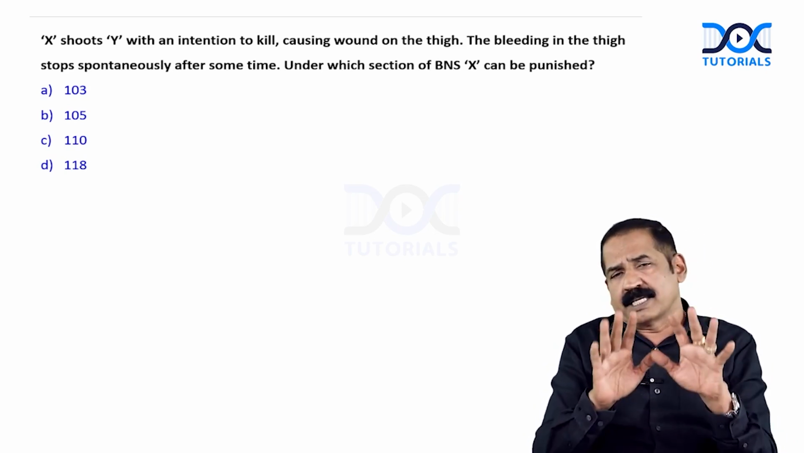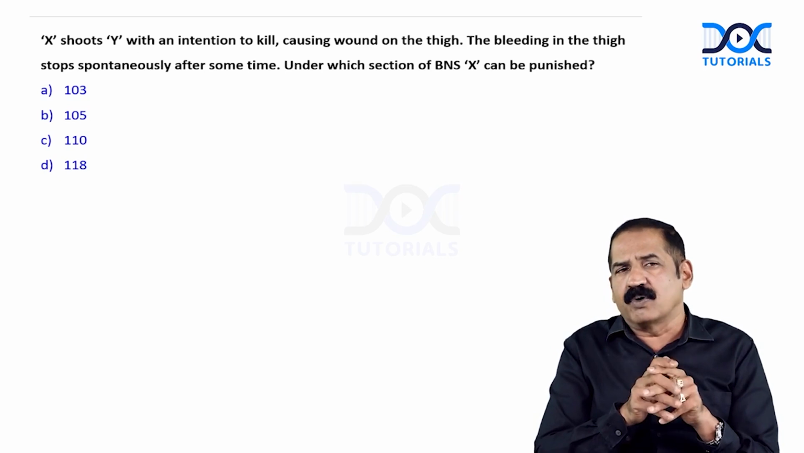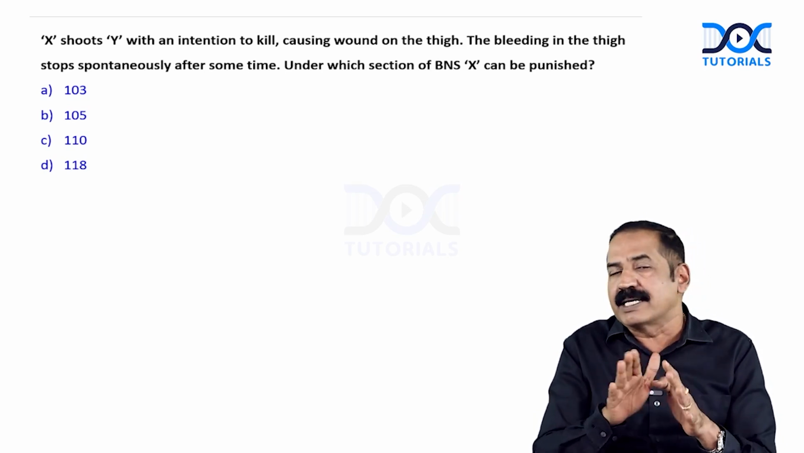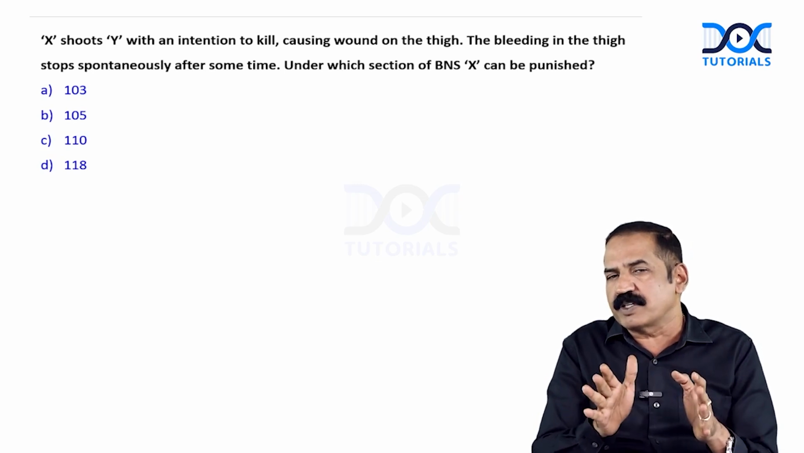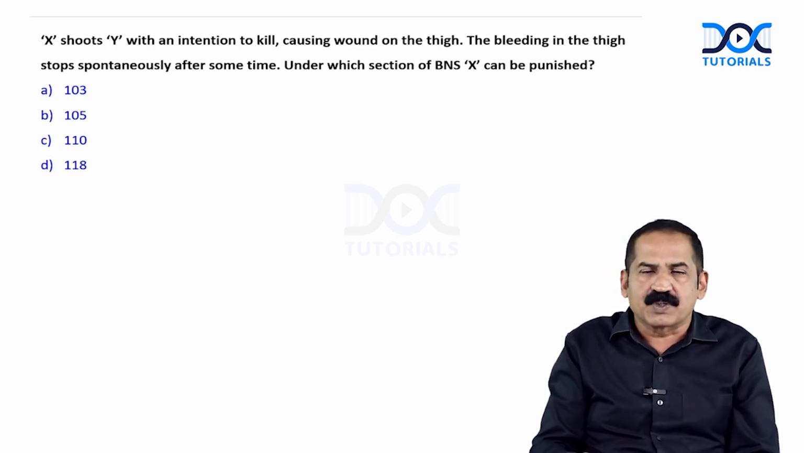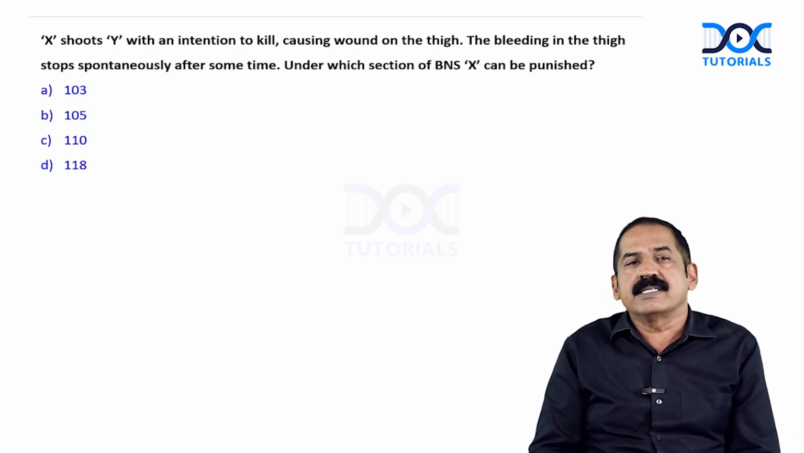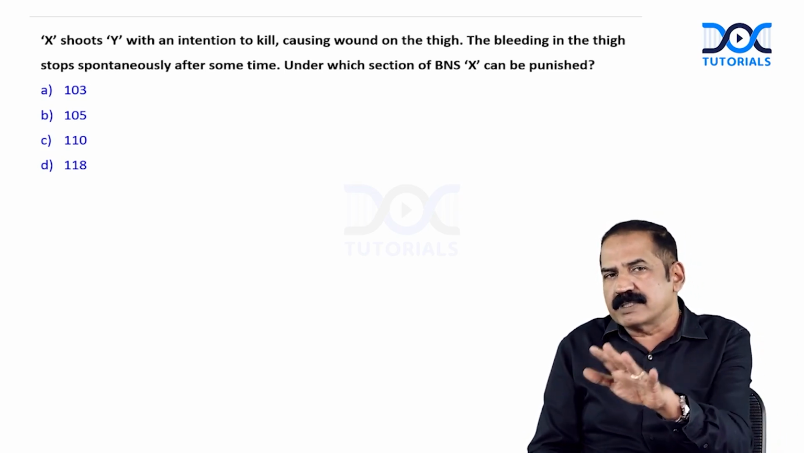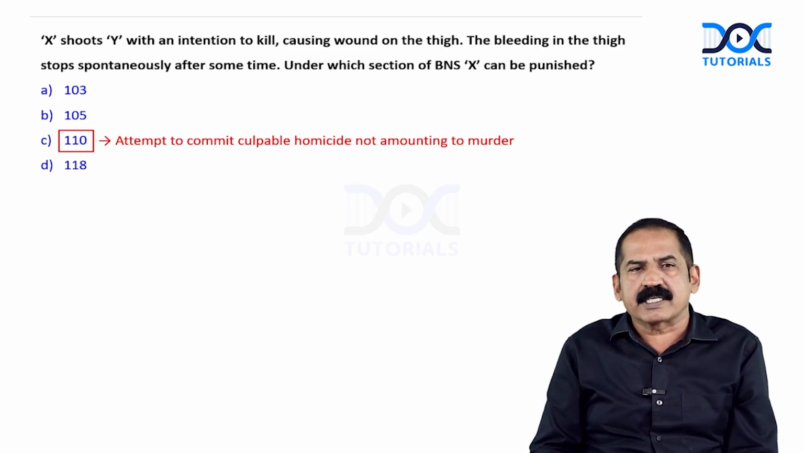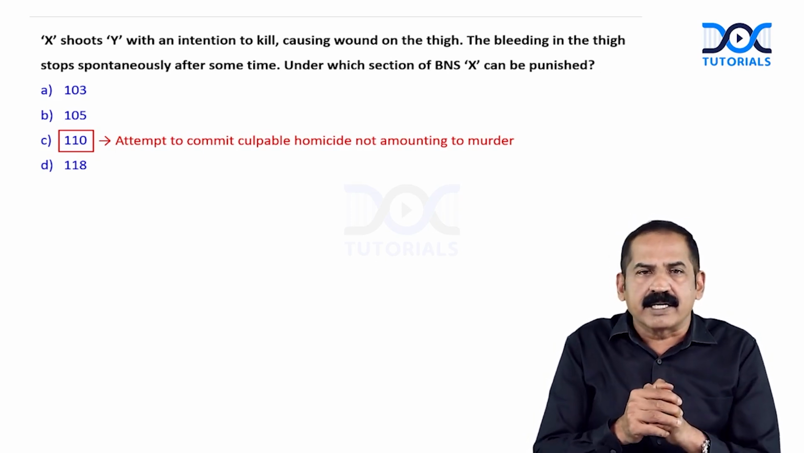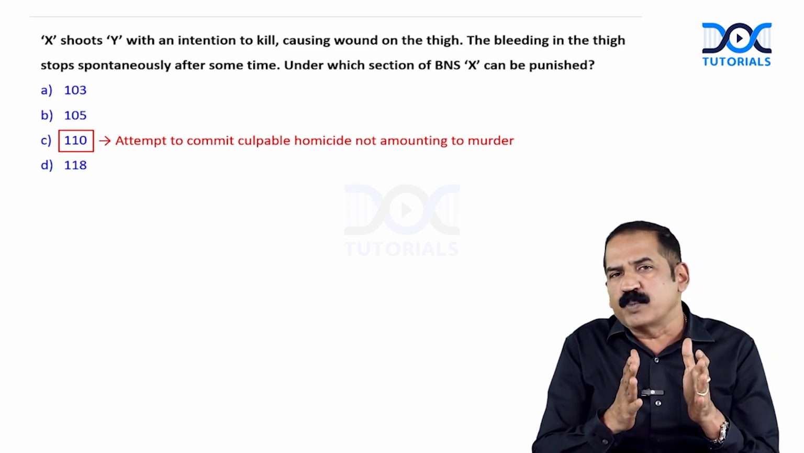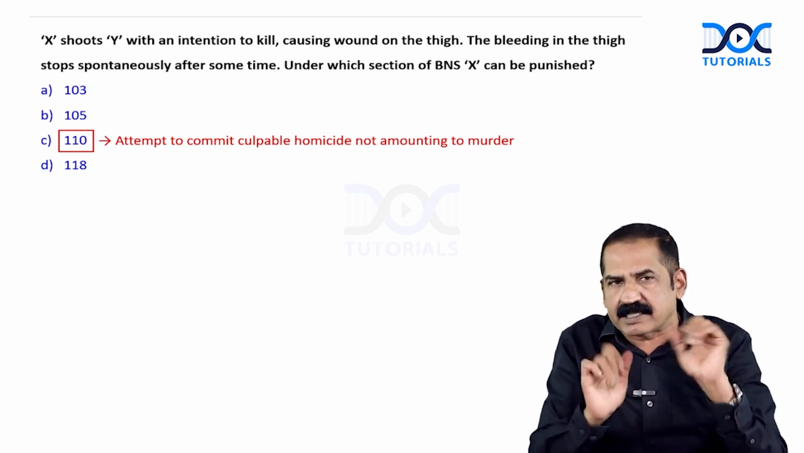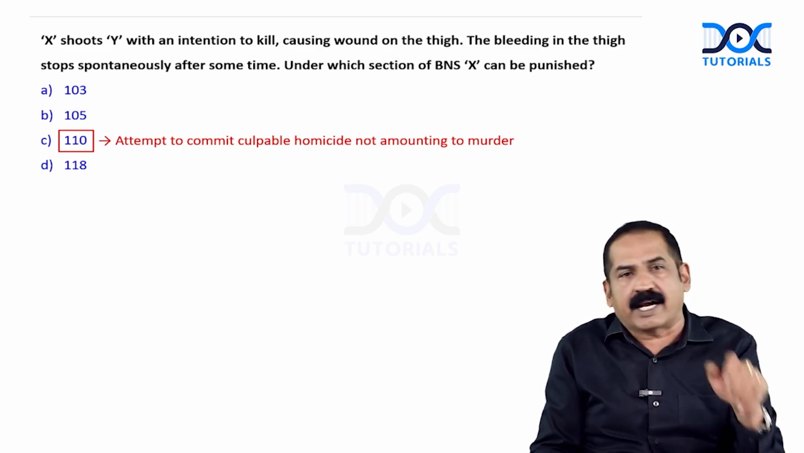Now here, person is survived. So it is only an attempt. Only an attempt. If it dies, then only murder or culpable homicide not amounting to murder. But here he has survived. So here person has intention to kill. The victim survived. So is punishable under section 110 of BNS. Attempt to commit culpable homicide not amounting to murder. Not amounting to murder means severity is less. Attempt because he is not died.